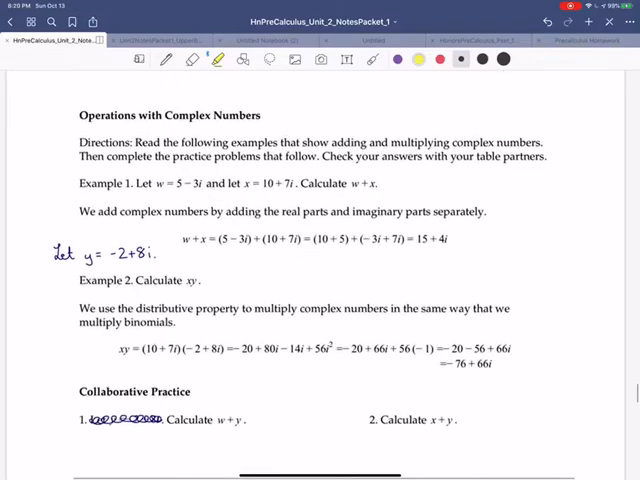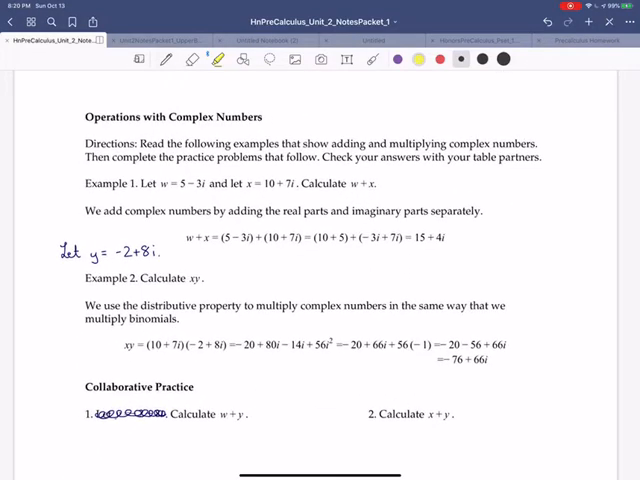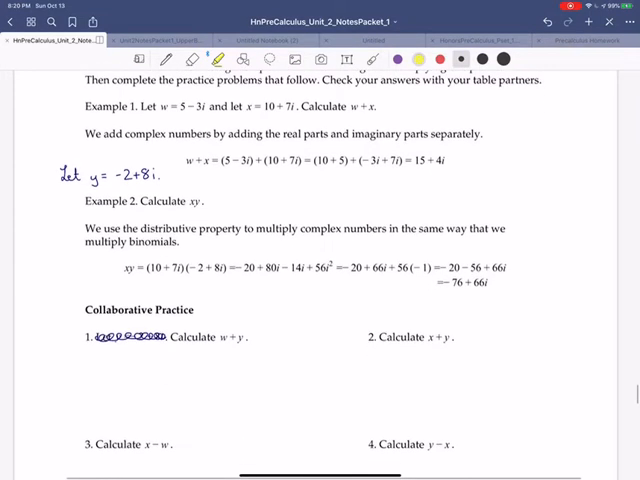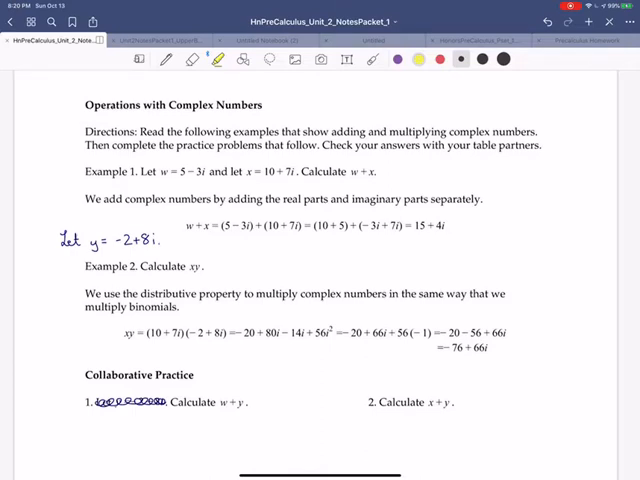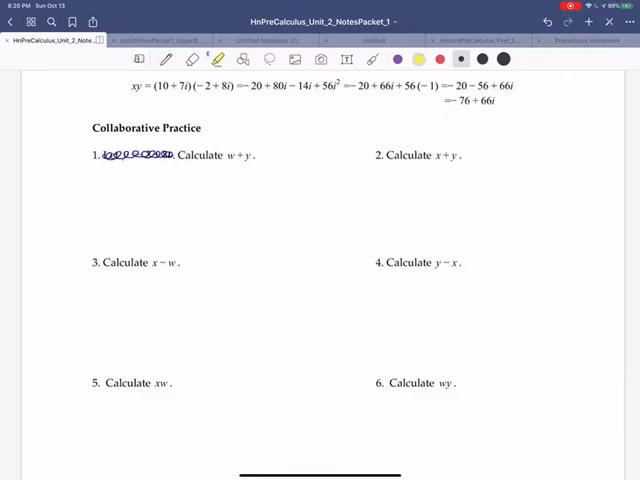So now we're going to learn how to do arithmetic with complex numbers. In all of the exercises that follow, you are asked to start by writing out the statement. So you're given complex numbers defined in this way. You have a complex number w, which equals 5 minus 3i. You have a complex number x, which equals 10 plus 7i. And you have a complex number y, which equals -2 plus 8i. And then you're asked to add these numbers or multiply these numbers or subtract these numbers.